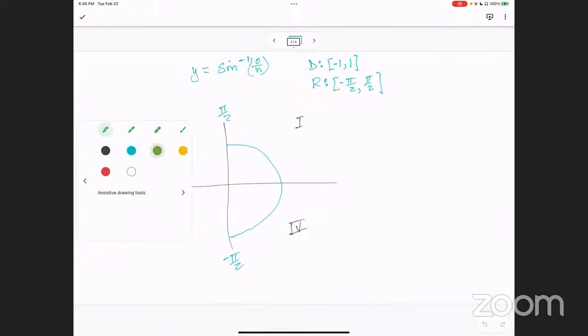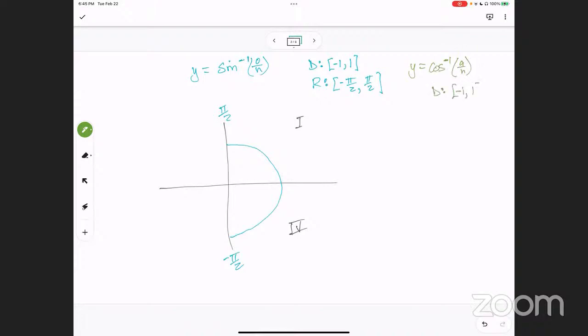Your tangent is similar. Actually, let me do the cosine first. The cosine function, y equals the cosine inverse of, remember, this is going to be adjacent over hypotenuse, so this is just some number. And the domain of this is going to be, again, from -1 to 1. So you can plug in anything as long as it's between -1 and 1 to the cosine inverse.